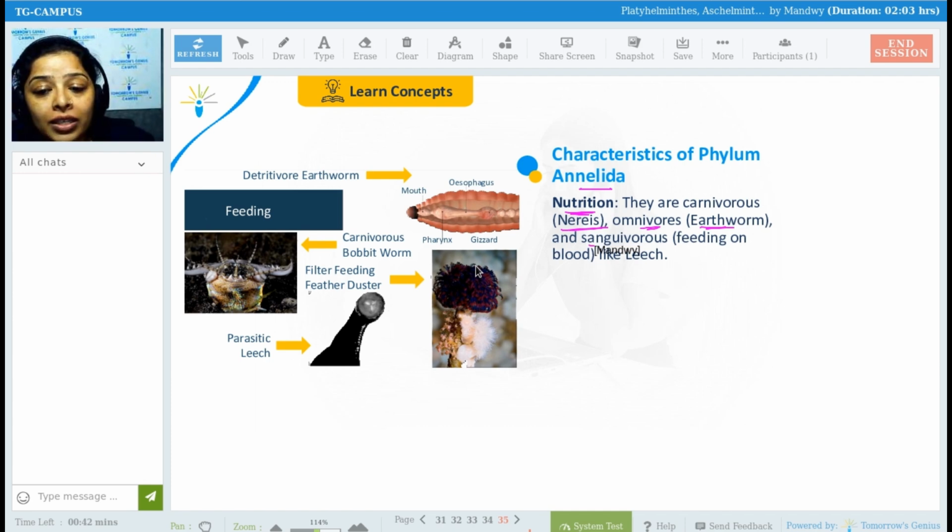Then sanguivorous, that means all those annelids which feed on blood, like a leech. They suck blood and utilize the nutrients present in the blood.